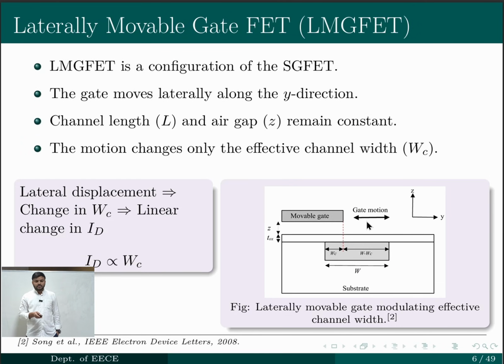Now the LMGFET is one of the configurations of the SGFET. In this configuration, the gate moves laterally in the y direction. If it is moving laterally in the y direction, at that time the channel length and air gap are going to be constant, but the effective width is going to change. According to that, the current is also going to change, and this current will be linear to the effective covered width of the device.